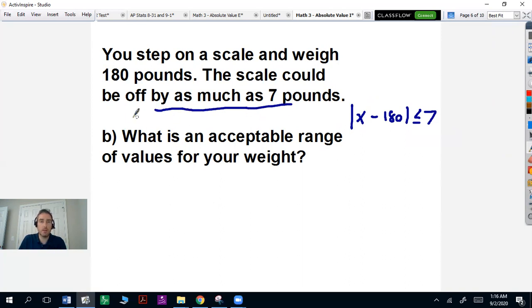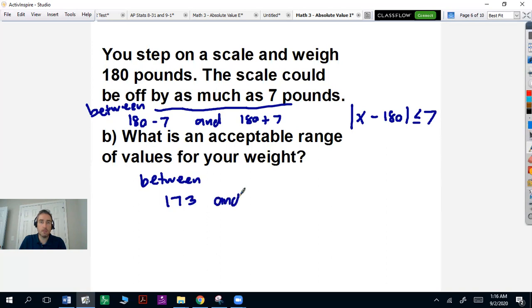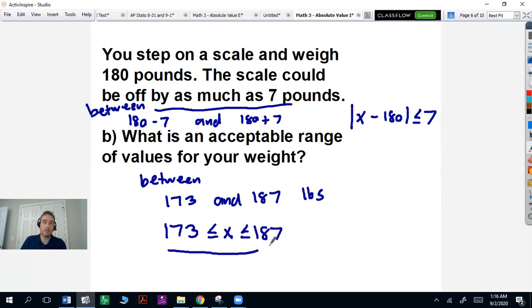So it's anywhere between 180 minus 7 and 180 plus 7, okay? So that's going to be between 173 and 187 pounds. But we don't want to write it like this. We want to write it as a math statement. So we say 173 is less than or equal to x, which is less than or equal to 187. Okay, so that is how you get just the acceptable range of weights.